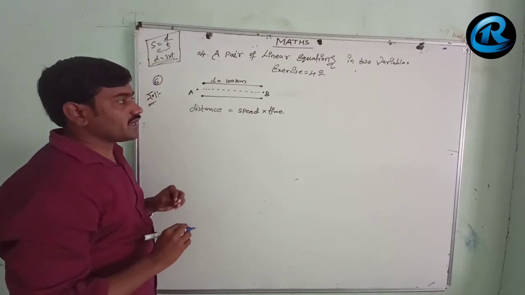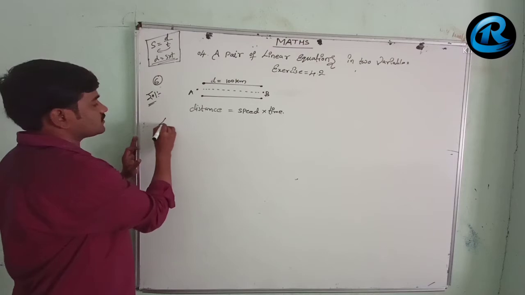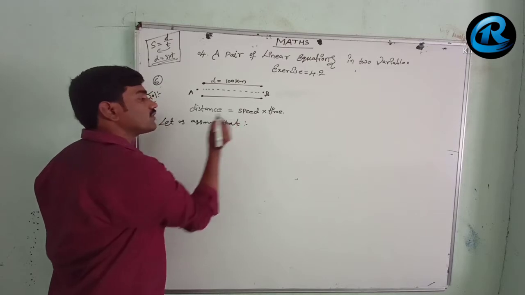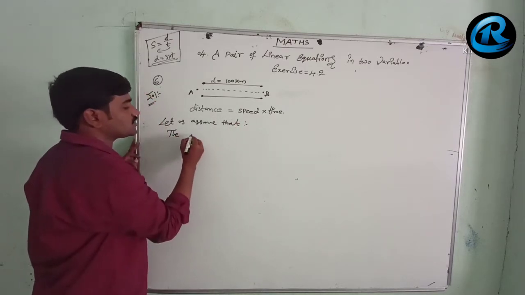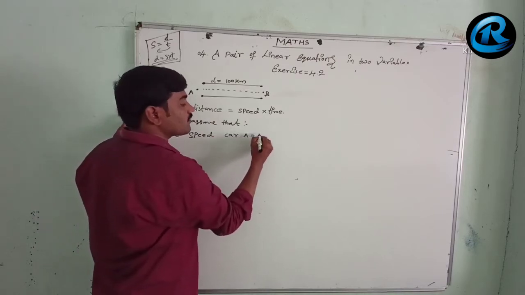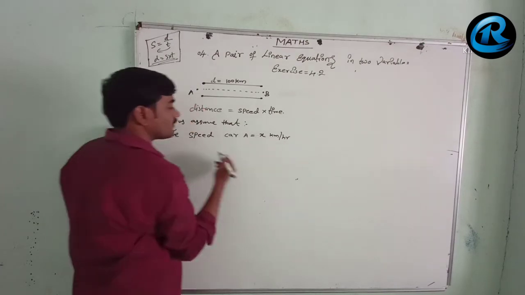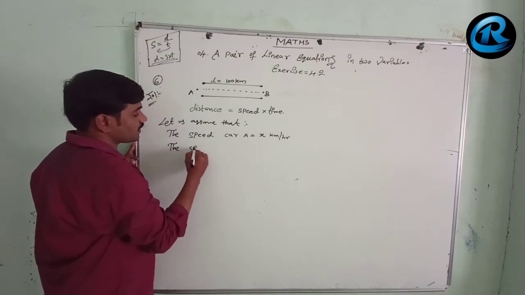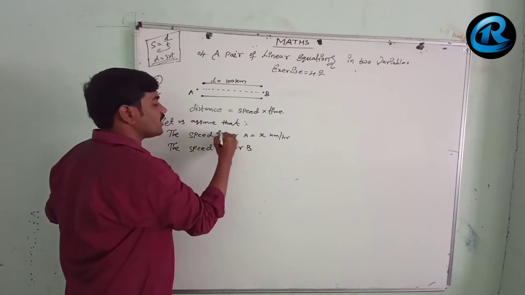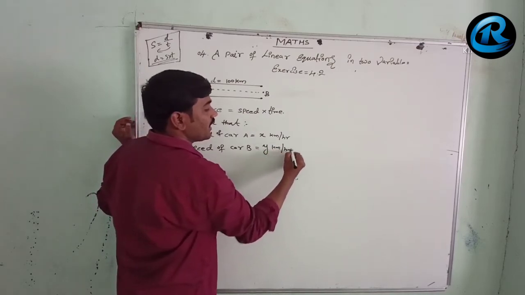And let us assume the speed of the first car, car A. We do not know the cars' speeds, so we have to assume. The speed of car A equals x kilometers per hour, and the speed of car B is y kilometers per hour.